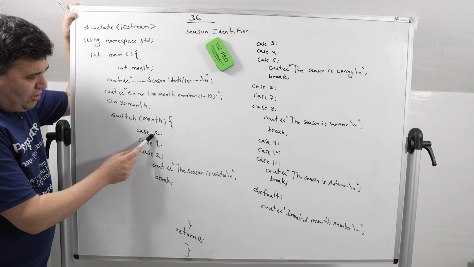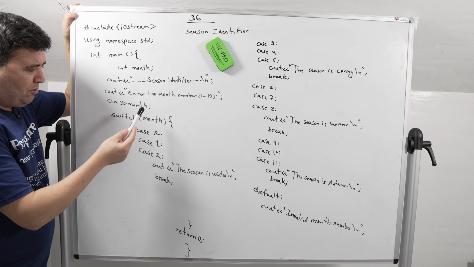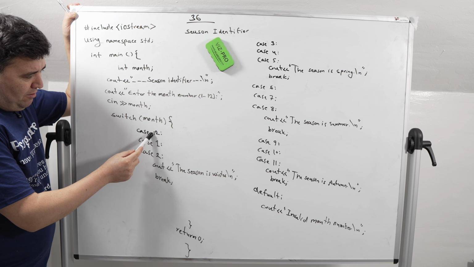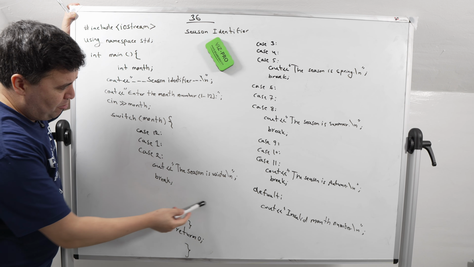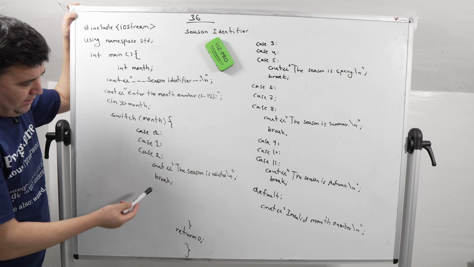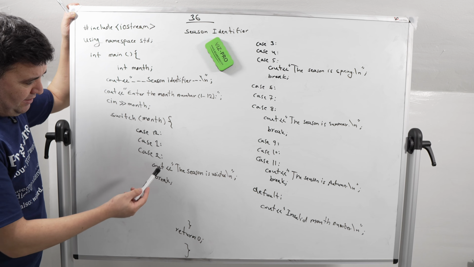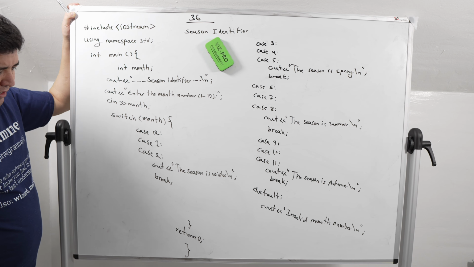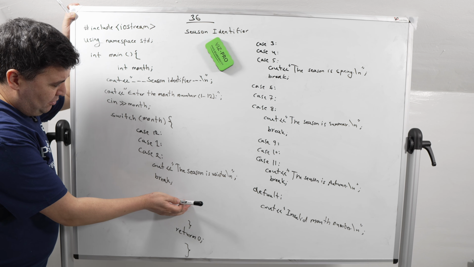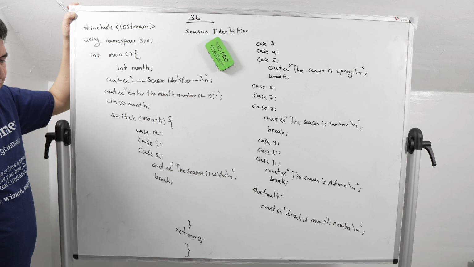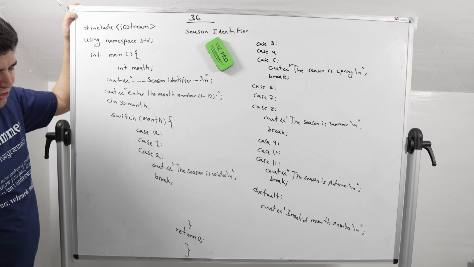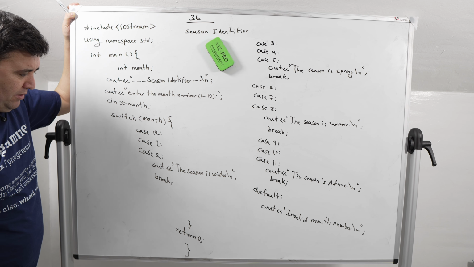So we check, if the user enters like 1, 1 is equal to 12? No. 1 is equal to 1. So this part of the program will be executed. And it says the season is winter, and the break statement stops the execution inside the switch. And it goes after the switch statement, whatever instruction we have in our program will be executed.